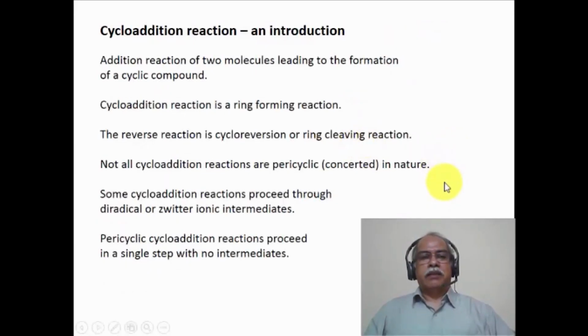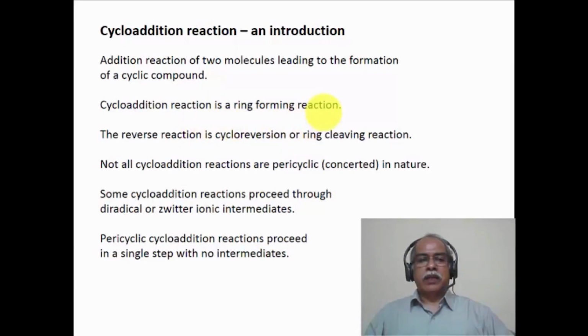By definition, addition reactions of two molecules leading to the formation of a cyclic compound is called a cycloaddition reaction. Cycloaddition reactions are essentially ring forming reactions, so they are very useful in formation of rings of various sizes. The reverse reaction is known as cycloreversion or the ring cleaving reaction. Some of these reactions are reversible.